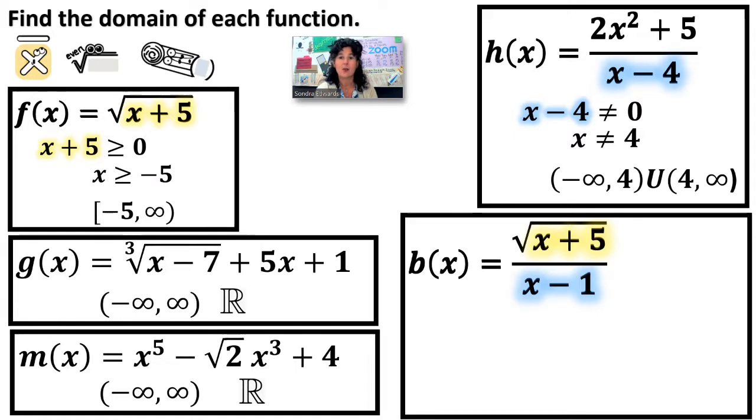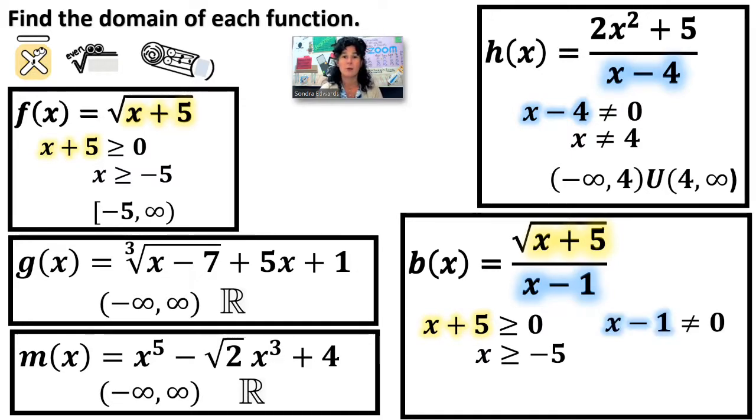Let's start by setting the radicand, what's underneath the root, greater than or equal to 0. When I solve by subtracting 5 from both sides, I find out that I can use all numbers -5 and larger. But I also need to address this x minus 1 in the denominator. So I set that not equal to 0 and solve, which tells me that I cannot use the number 1.